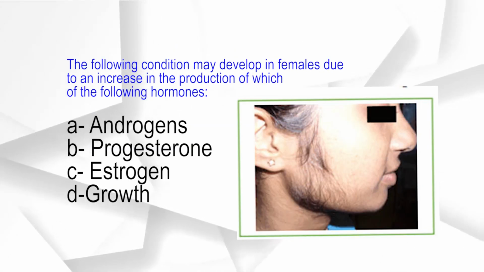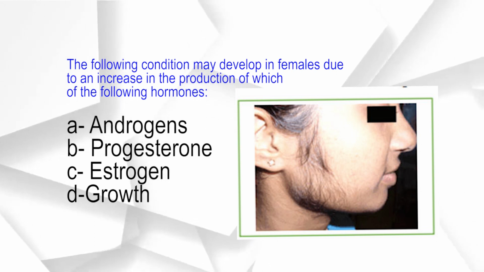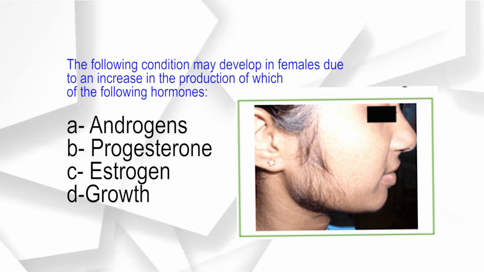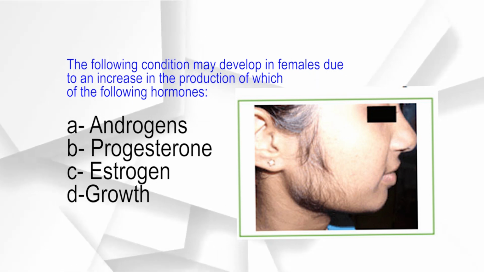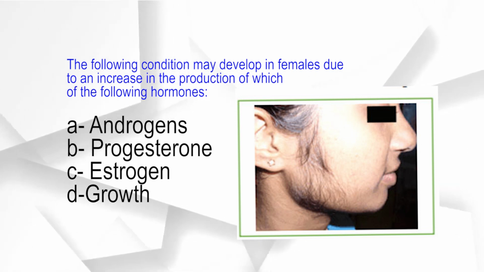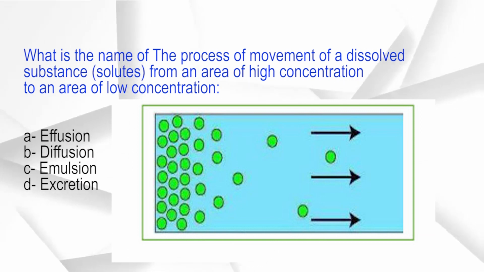Guys, here our next question. Following condition may develop in females due to an increase in the production of which of the following hormones? Answer. The options are A. Androgens, B. Progesterone, C. Estrogen, D. Growth. And the correct answer is option B. Progesterone.